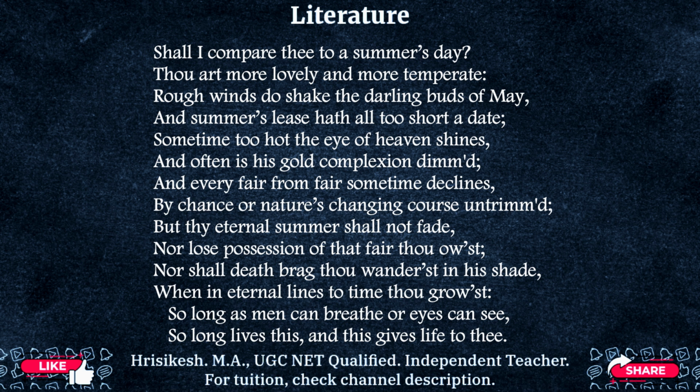How? He explains, rough winds do shake the darling buds of May, and summer's lease hath all too short a date. Meaning, if I look at summer, sometimes there are rough winds, and those rough winds wither the trees, torture the trees to some extent that the darling buds, that means flowers before even blooming, are shaken off by the rough winds of summer sometimes. So even summer has some rough side, some rough aspect attached to it. The poet intends to mean that you, my dear friend, have no such rough aspect.